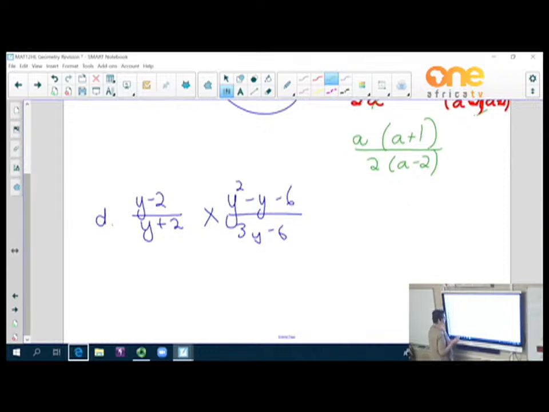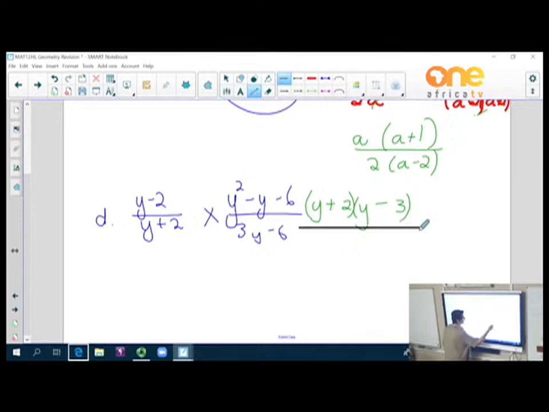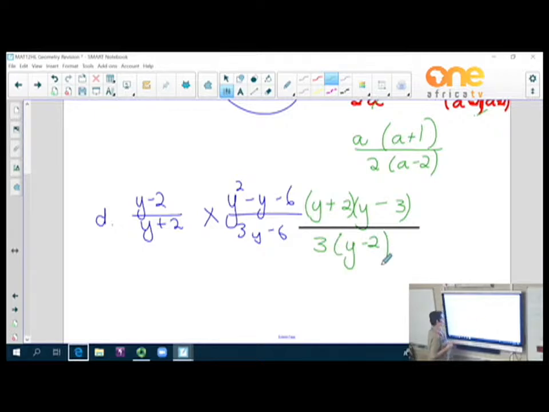Question D. I need to factorize. So this is where I have to factorize. This one is going to be y and y, factors of 6 are 2 and 3. Signs differ. The biggest combination is negative. So that one is negative and that one is positive. This is over. And this is again the highest common factor of 3, y minus 2. So here we factorized. And now we can cancel.